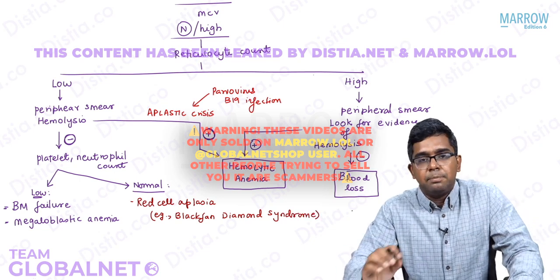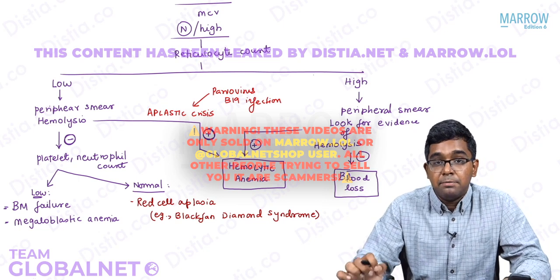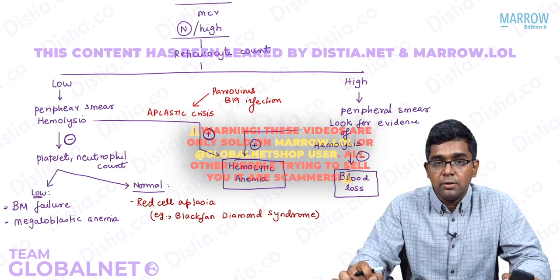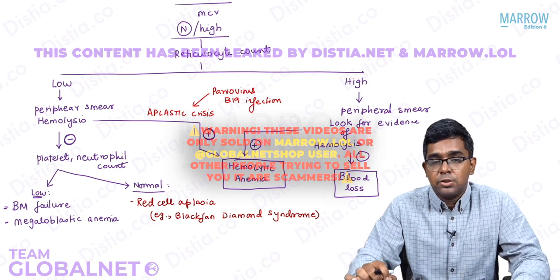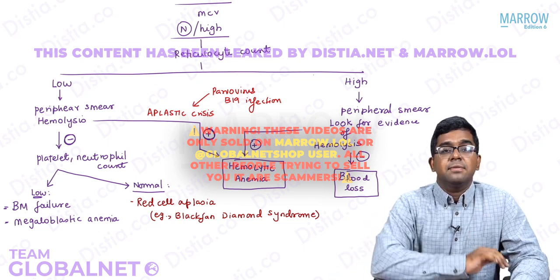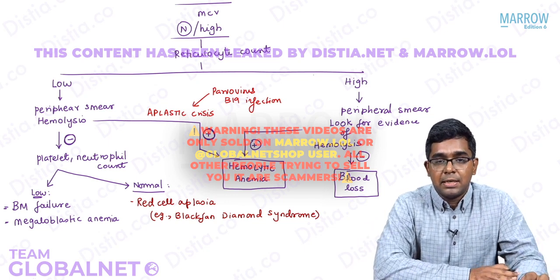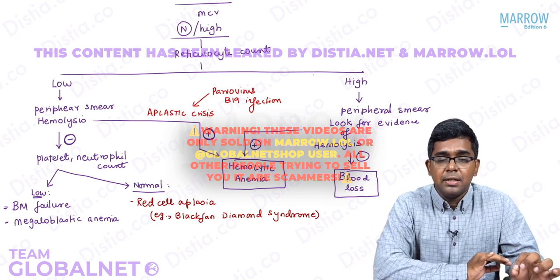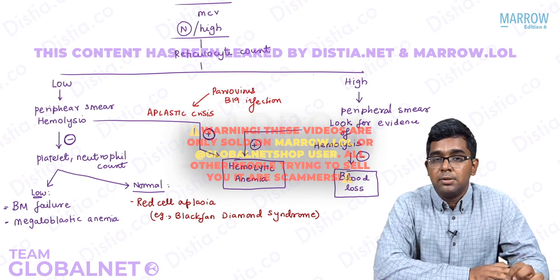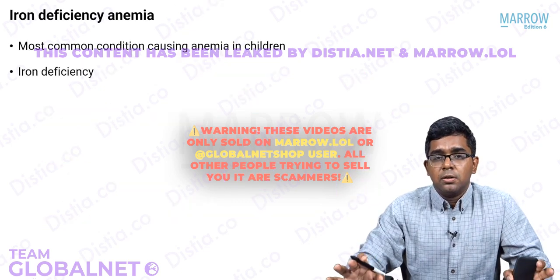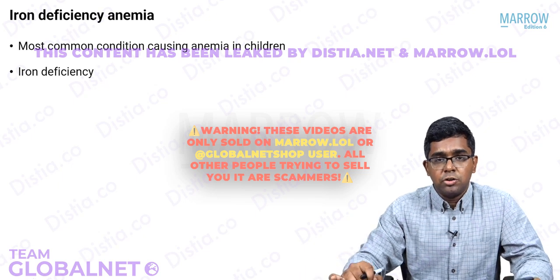So this is the approach based on MCV. This is the simplified approach to anemia in children, which I have given with reference to lab values. As I have said before, based on a careful history and physical examination along with minimal investigation, you should be able to narrow down the cause of anemia in a given child. Clear? Okay. Now I am going to look at individual disorders causing anemia in children.